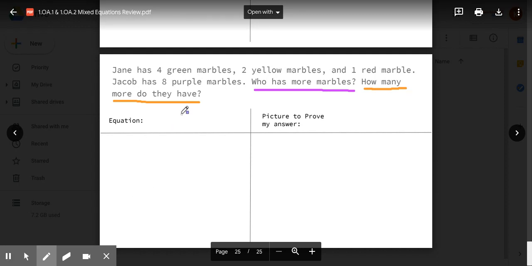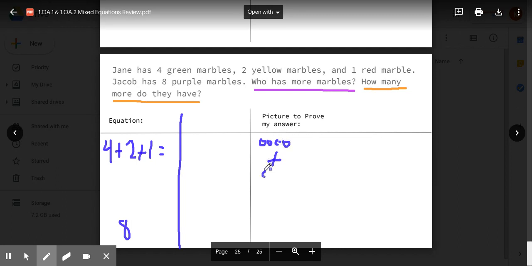So since this is a 2-step problem, I'm going to solve the first step on this side. First, I need to figure out how many marbles Jane has. She has 4 green, 2 yellow, and 1 red. Jacob has 8. So who has more? First, let's figure out how many Jane has. 1, 2, 3, 4, plus 1, 2, plus 1. Let's count all of her marbles together. 1, 2, 3, 4, 5, 6, 7. Jane only has 7 marbles.